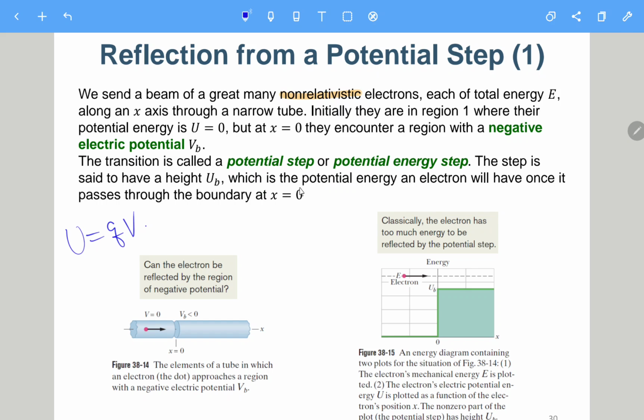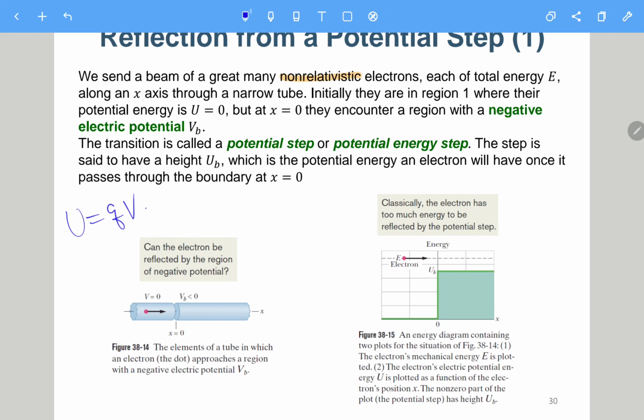Okay, so which is the potential energy an electron will have once it passes through the boundary at x equals 0, like this. So this is the basic setting. So this is something which does not agree with classical mechanics.